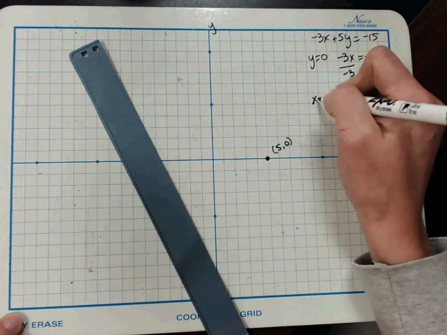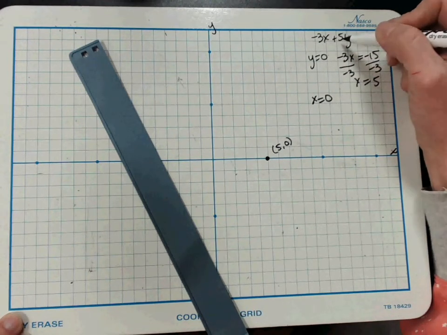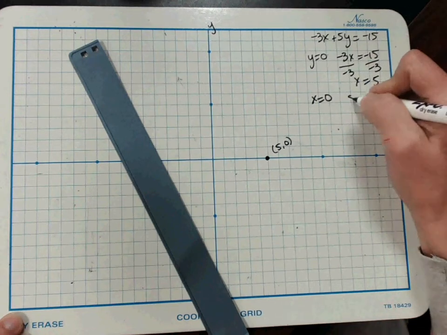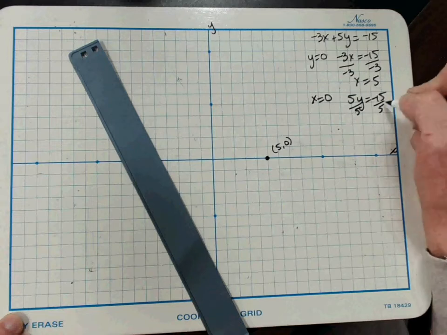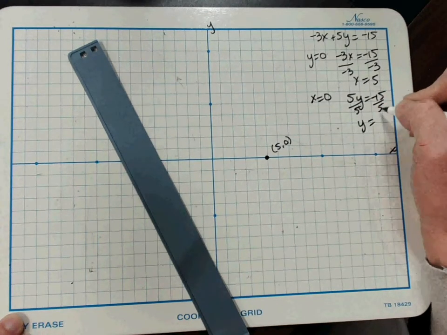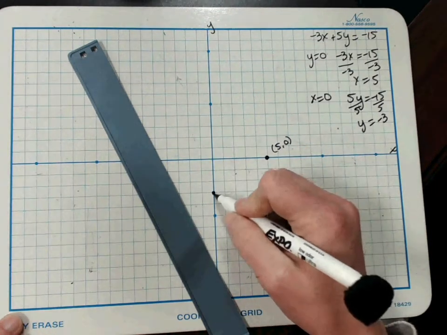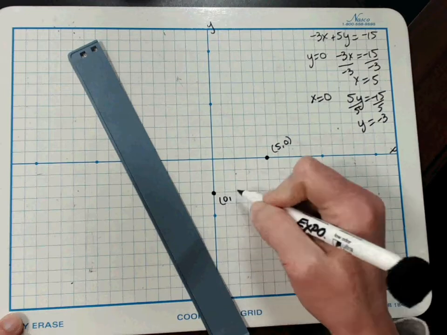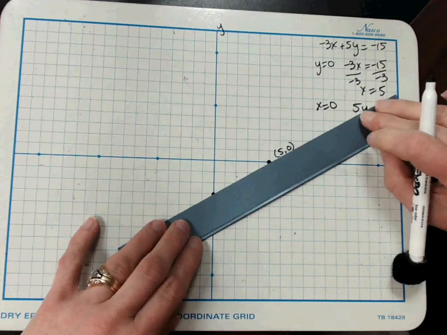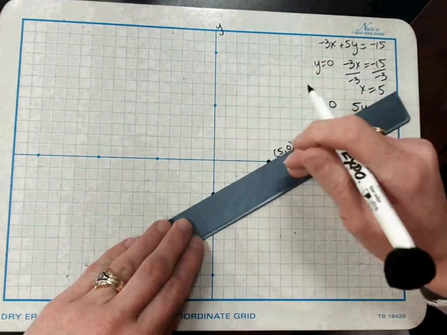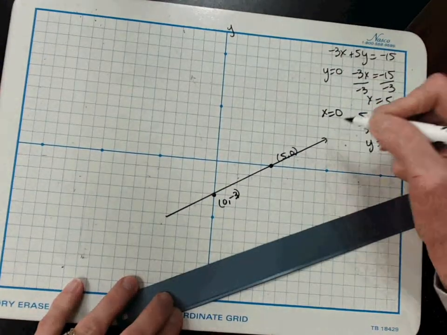Now, for my y-intercept, I'm going to plug 0 in for x. Again, negative 3 times 0 is just 0. So I've got 5y equals negative 15. So I can divide both sides by 5. Those are going to cancel. So it's going to be y equals negative 3. So again, here 1, 2, 3. So I've got the point x is 0, y is negative 3, and then I'm going to draw my line through that. And so this would be my line.